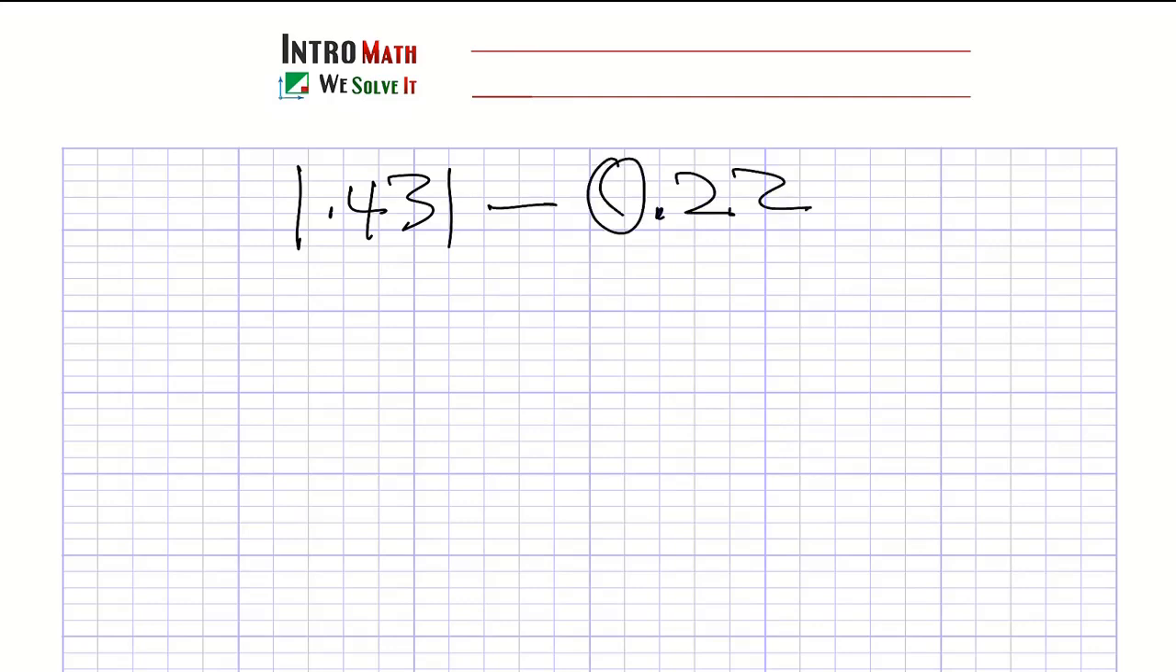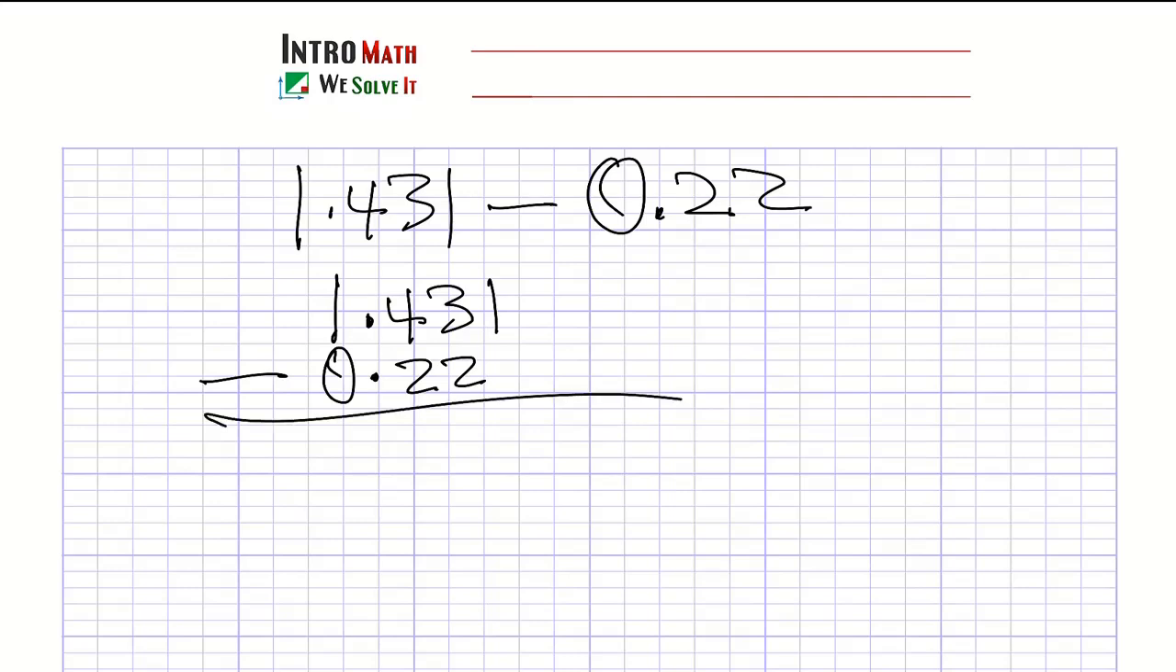Okay, suppose you have 1.431 subtract 0.22. Again, you line things up. Just line things up, right? 1.431 subtract 0.22. So you line everything up like we normally do. You can put 0 here, it doesn't change anything, you see. And then you start subtracting.